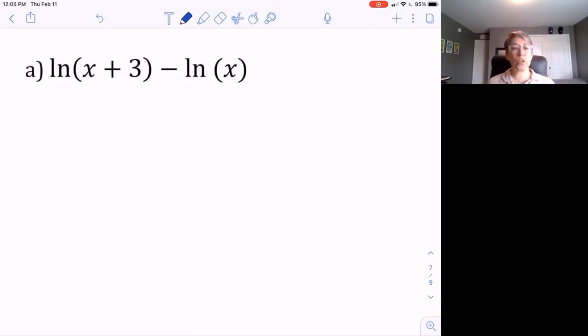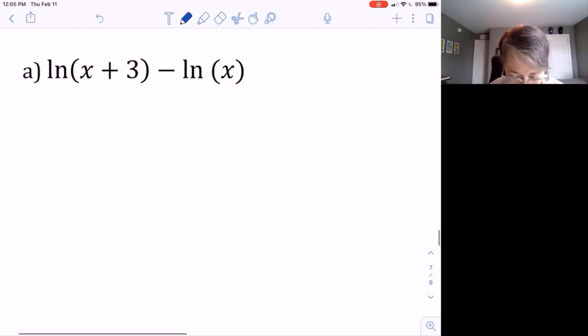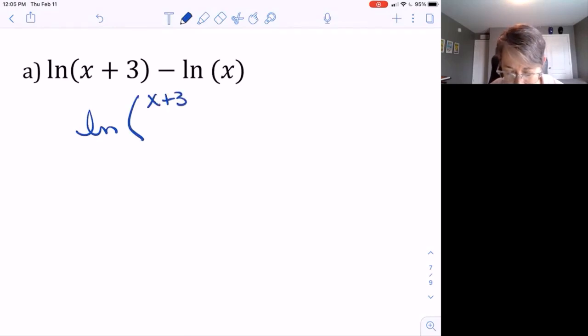Focusing on the first one, we have subtraction. And remember, when do we subtract exponents? When we're dividing. So we change this to a single natural log with the argument of the first guy, x plus 3, divided by the second guy, which is x. Notice we did not distribute natural log into that first binomial. Natural log is not a number. We cannot distribute or divide by it. It is a function. So you can only work with it as such.